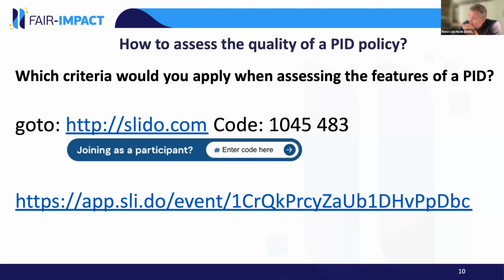and enter the code 1045483, because that will not surprise you. Then you could give us some thoughts about what you think would be the criteria that are important when you use or create a PID. This also gives us an indication of what you think could be possible. Could you add the link in the chat?